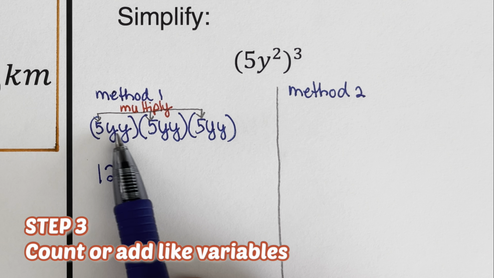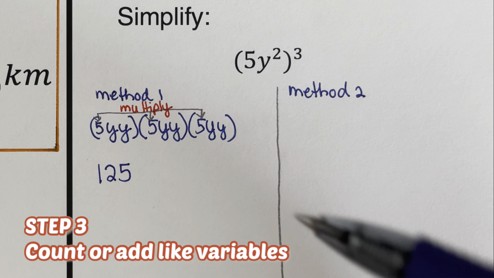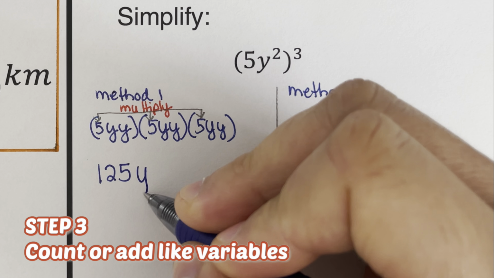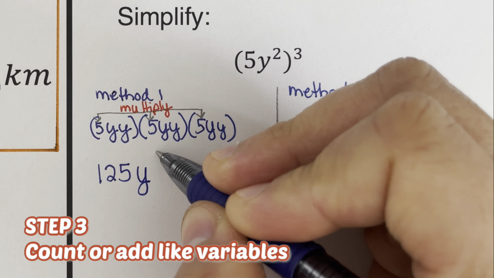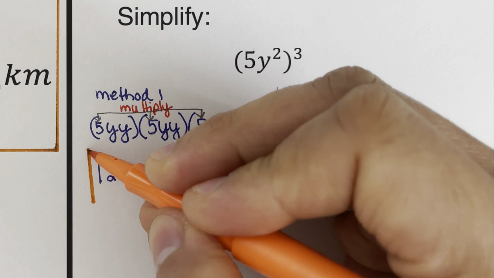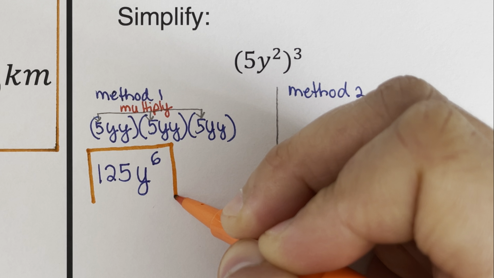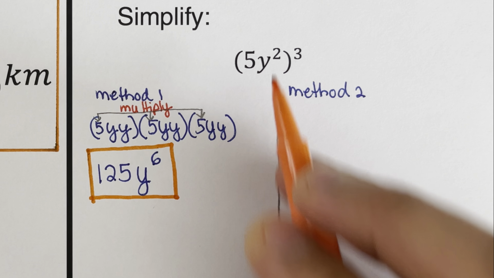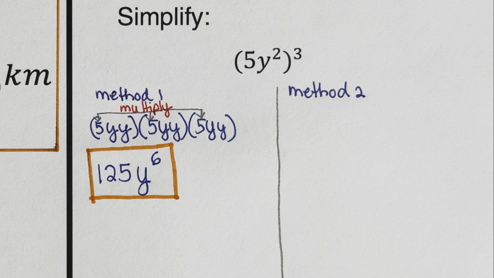Now, the third step is to count or add like variables. So there's like 1, 2, 3, 4, 5, 6. So there are 6 y's. So I'm going to go ahead and write 125y to the 6th power. And this is the simplified version of this exponential expression that we have up there.